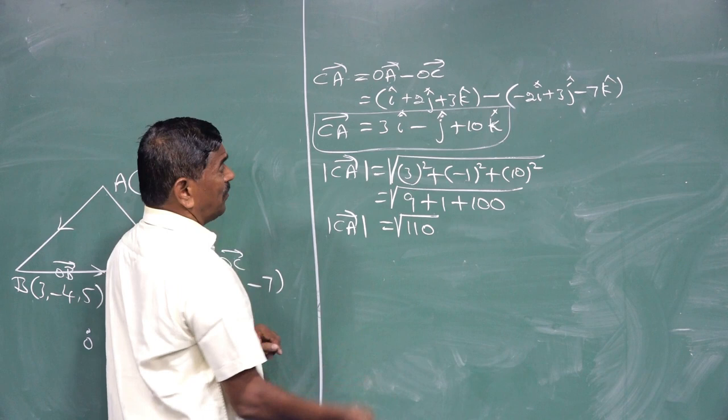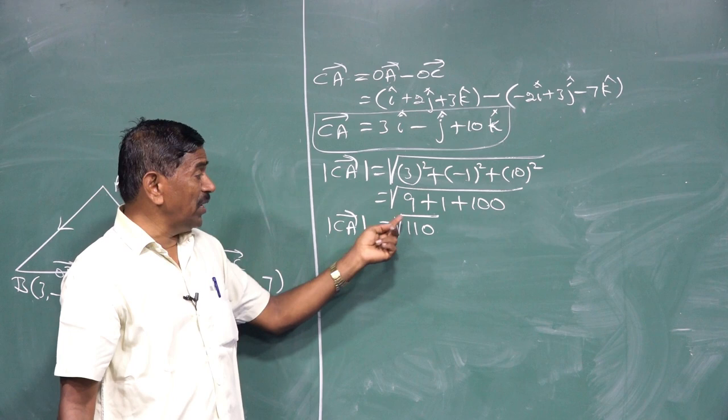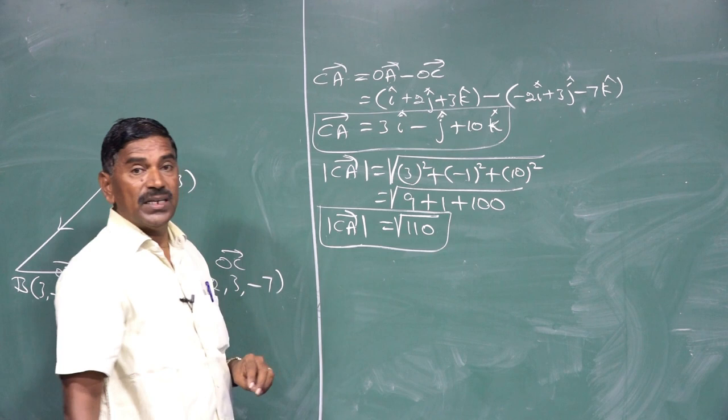Or one can write modulus CA vector equal to CA. That is also correct. It is enough. Modulus CA vector equal to square root of 110. Now, we are asked to find the perimeter of the triangle.